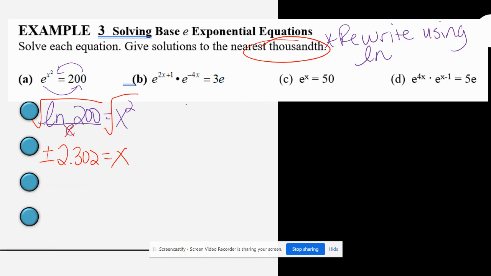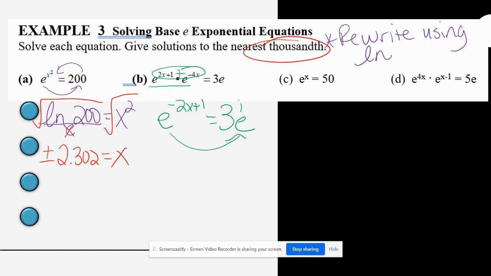Example B. Now I can't do anything here until I get these two e's condensed into one. Well, exponent rules, when we're multiplying like bases, we add exponents. If I add like terms, 2x plus negative 4x is negative 2x plus 1. And we have is equal to 3e.